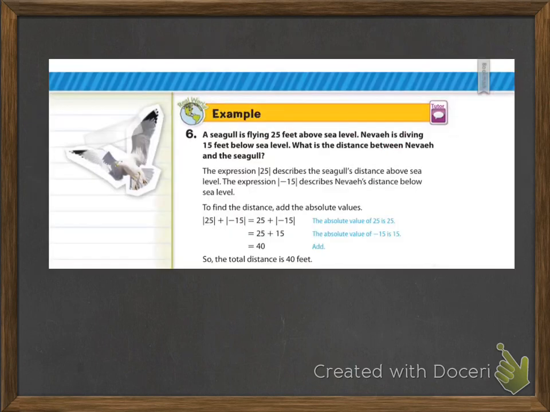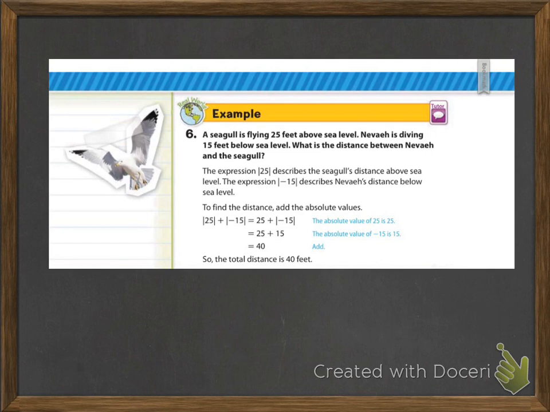You're done. All right. So in this one here, same situation, talks about this seagull. And I kind of gave you the information about the fish and the bird earlier in this lesson. It says a seagull is flying 25 feet above sea level. Neva is diving 15 feet below sea level. What is the distance between Neva and the seagull?